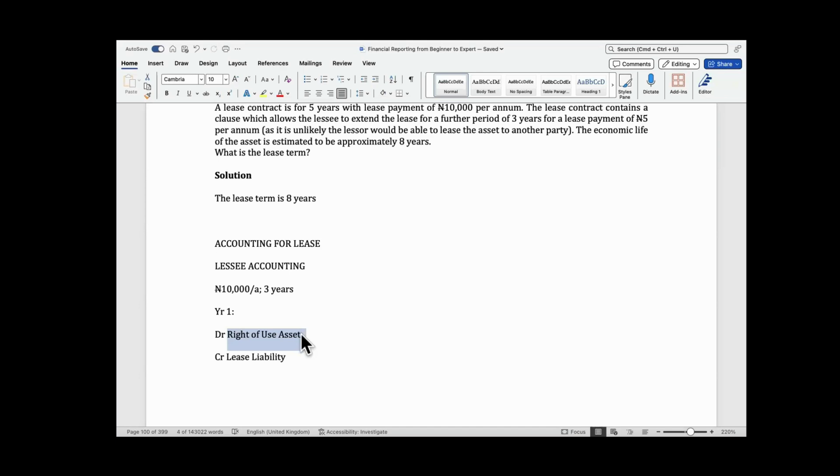In this case, the lessee has control over the asset for 3 years because he's the one that will be obtaining all the economic benefits and he will be directing the use. And that's why we have to debit right of use assets. Then, another question is how much are we going to debit to this account, right of use, and how much are we going to credit?